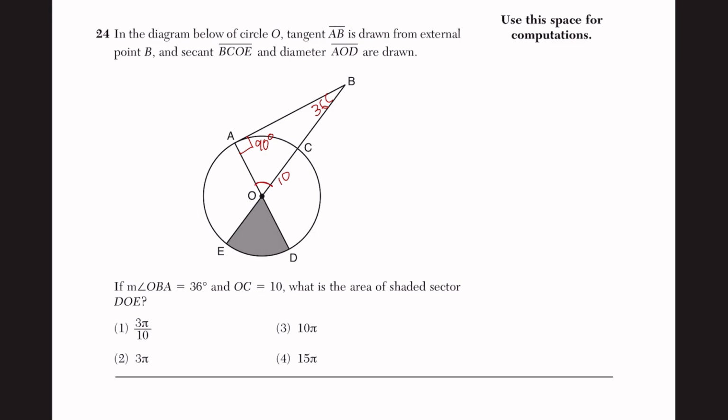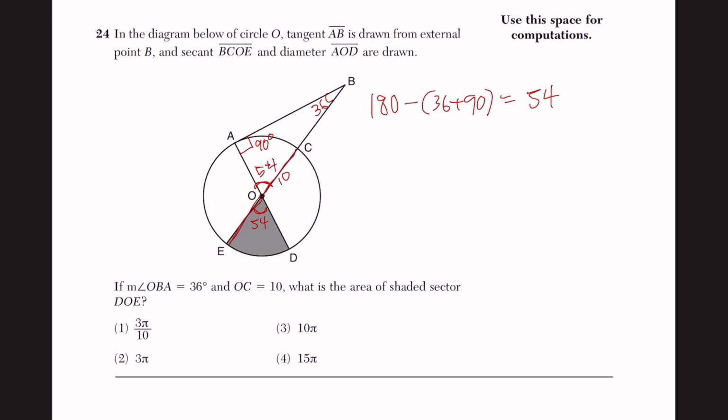So we can try to find this angle, which is going to be 180 minus (36 plus 90), and you should get 54. So this angle right here is going to be 54, and this angle over here, they're going to be vertical angles, right? So it's going to be 54 as well.